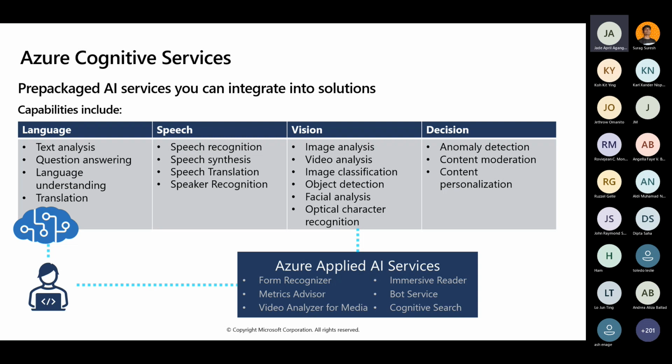Under Azure Cognitive Service, we have language. Under language, these are text analysis. You do question answering. You could do language understanding and translation. All of these are under the capabilities of language. Now for speech, what are the services under speech? It's speech recognition, speech synthesis, speech translation, and speaker recognition. If we have a subtitle right now, or if I turn on the subtitle while I am presenting, that will be under speech.